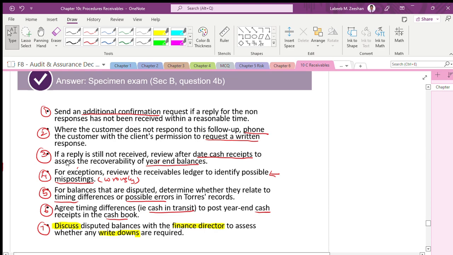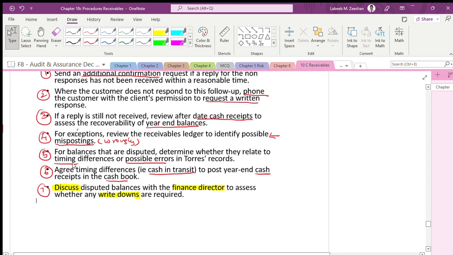First, send an additional confirmation. Second, call or contact them personally. If you are not getting both, then you have to take the cash receipts and compare them with the year-end balances. For some exceptions, check whether it has been wrongly posted. For any disputed items, what are the possible errors? Is there anything in cash in transit? And last but not the least, we have to discuss with the director.